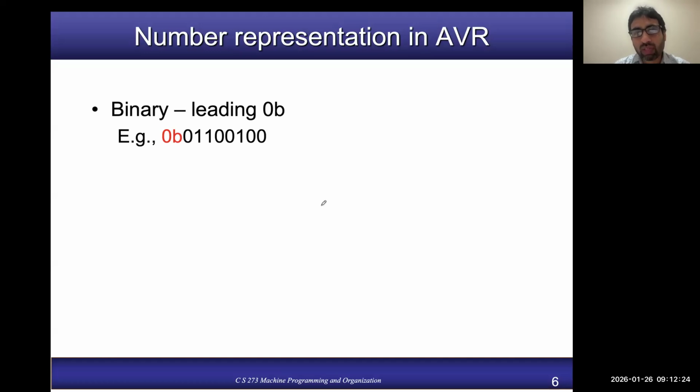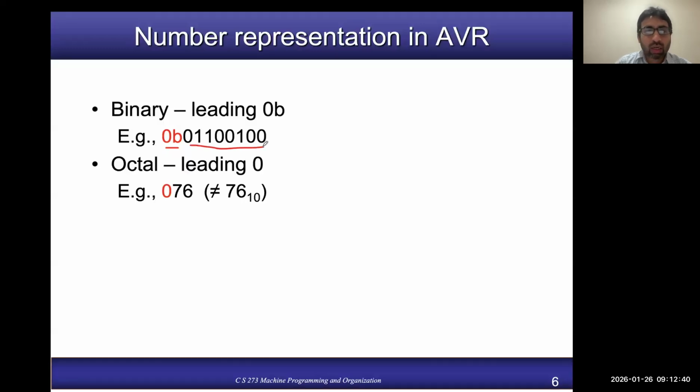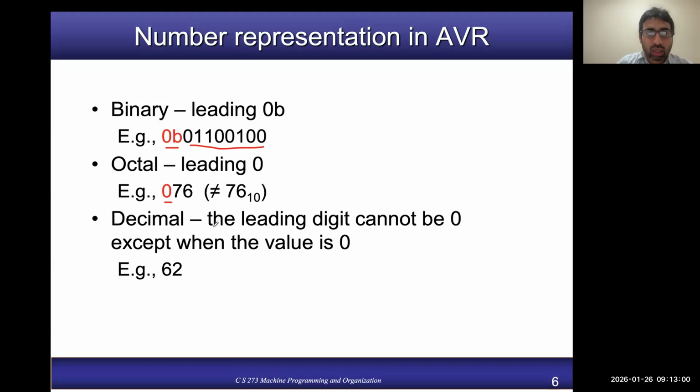So how do we specify that? To specify that the number we are writing is a binary number, you can put a leading 0b in front of it. If you put 0b in front of it, the assembler will treat it as a binary number. To specify a number in the octal number system, you need to place a leading 0, only 0. So if you write 076, the assembler will understand that this number is in the octal number system.